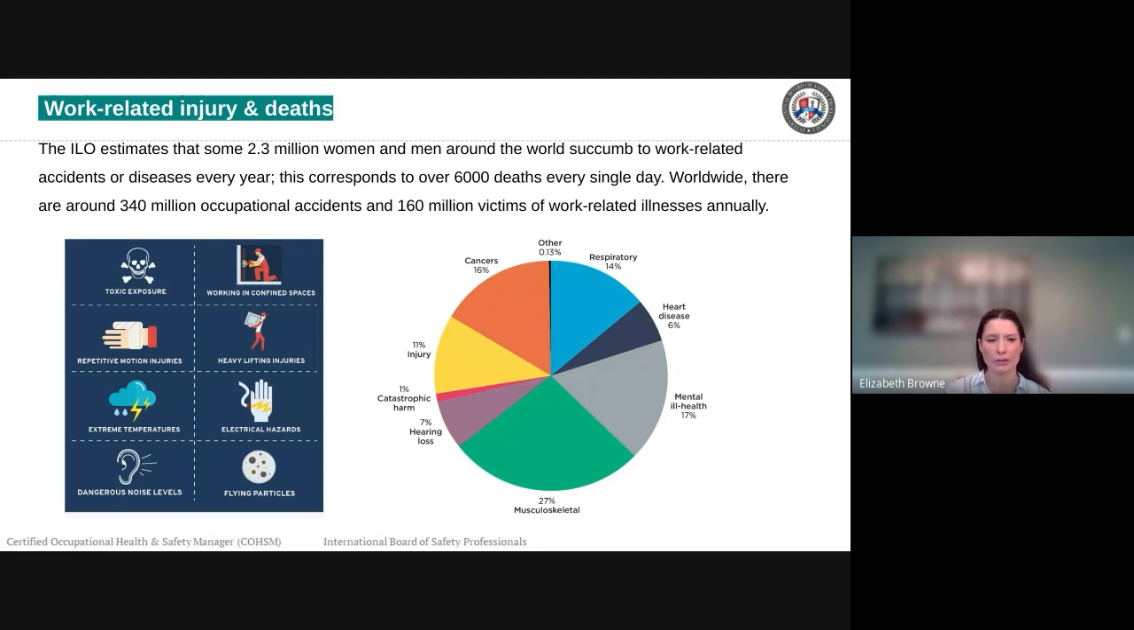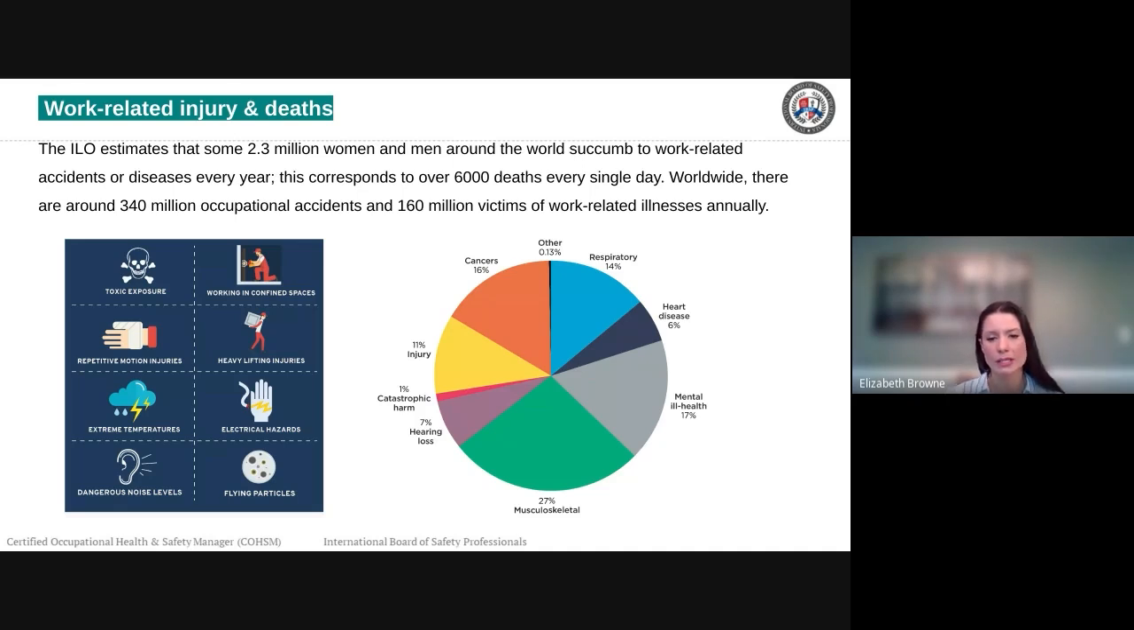They can't contribute to their family. So even more people are affected by this huge number of worker deaths that are occurring. Additionally, outside of deaths worldwide, there are 340 million occupational accidents and 160 million victims of work-related illnesses annually. And these are just the things that are getting reported. We can assume that there's probably an even higher number of these accidents and illnesses that are occurring.